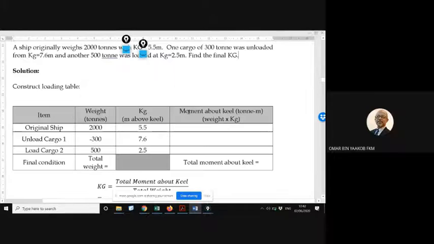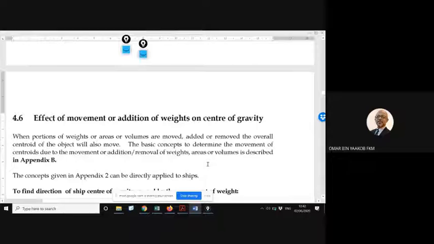Original ship and only one cargo loaded. Original barge, you know its KG. And you put the cargo, the new cargo, you know its weight and you know its KG. So you can calculate total moment divided by the total weight. And you can get the KG and finally you can calculate the GMT. Right. So that is 4.6. And that is 4.5.